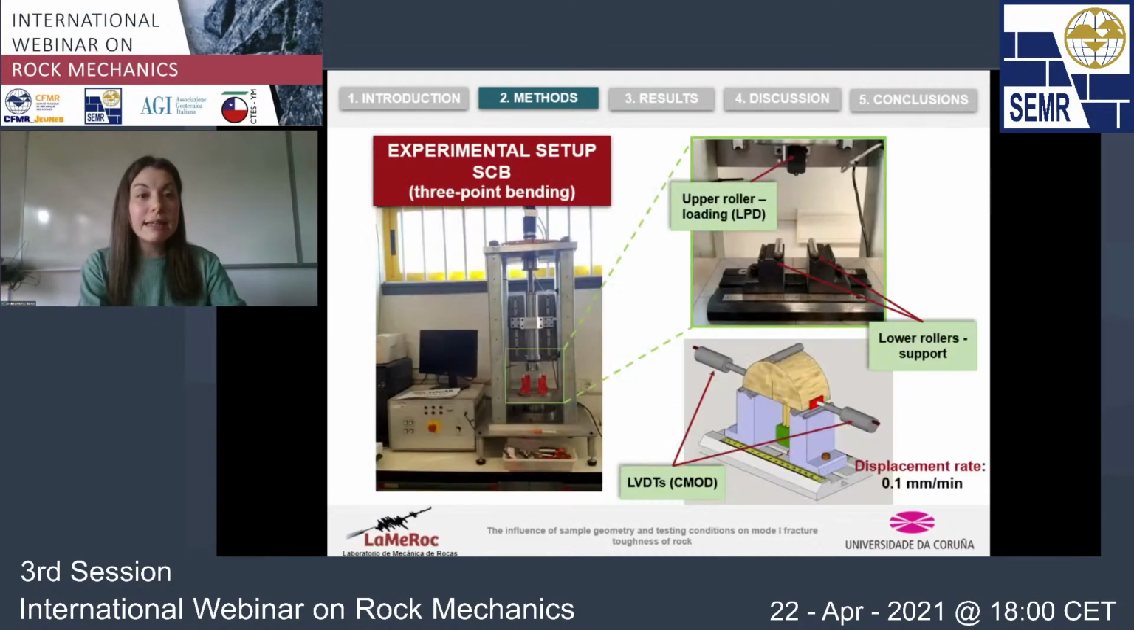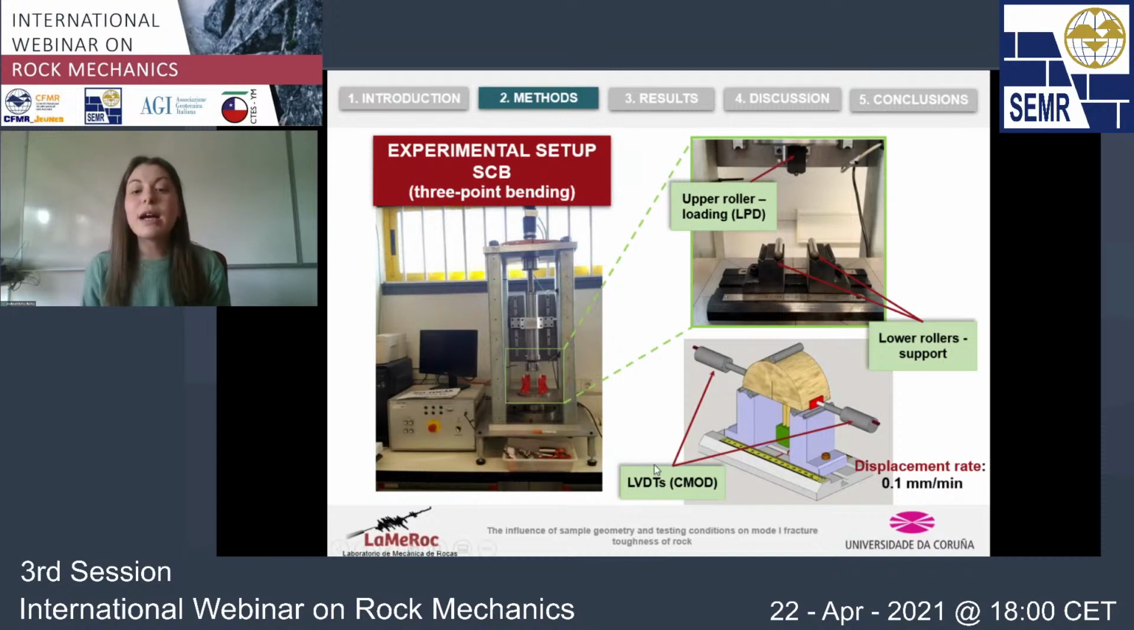This is the device that we use to perform the SCV tests. And performing these experiments is really easy. We place the sample here on these 2 supports. And with a third roller, which is placed here on top of the sample, we apply a compressive load. So we have a configuration of 3-point bending. And the movement of this roller here on the top is giving us the load point displacement.